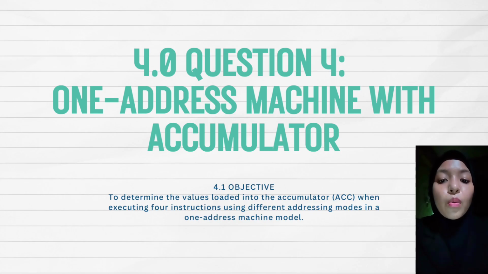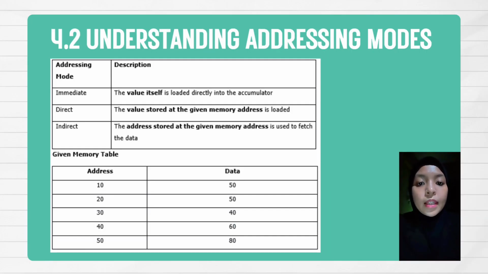In question 4, we explore how a one-address machine uses the accumulator, which is ACC, with different addressing modes. The objective is to analyze a few load instructions and determine the final value stored in the accumulator after each execution. Let's begin by understanding the 3 addressing modes used. First one is immediate mode. It loads the value directly into the ACC. Next, direct mode. It fetches the data stored at the specified memory address. Next is indirect mode. It fetches the address stored at a given location, then retrieves the data from that address.